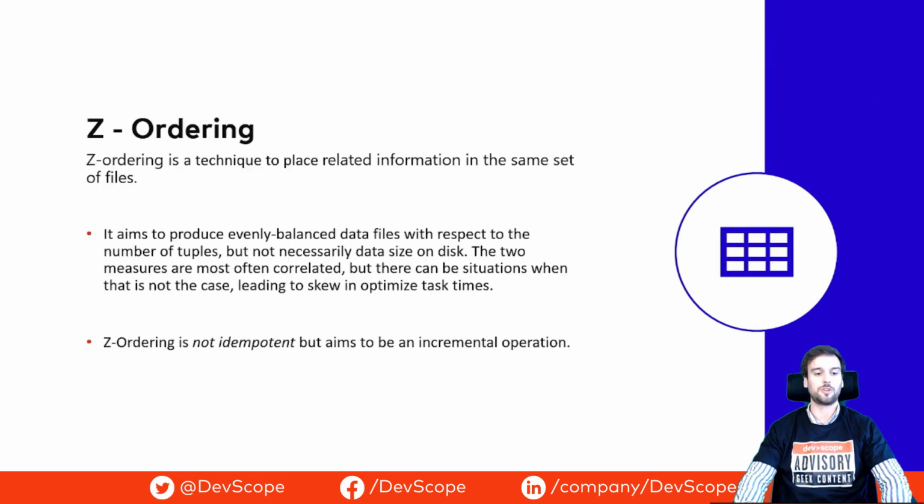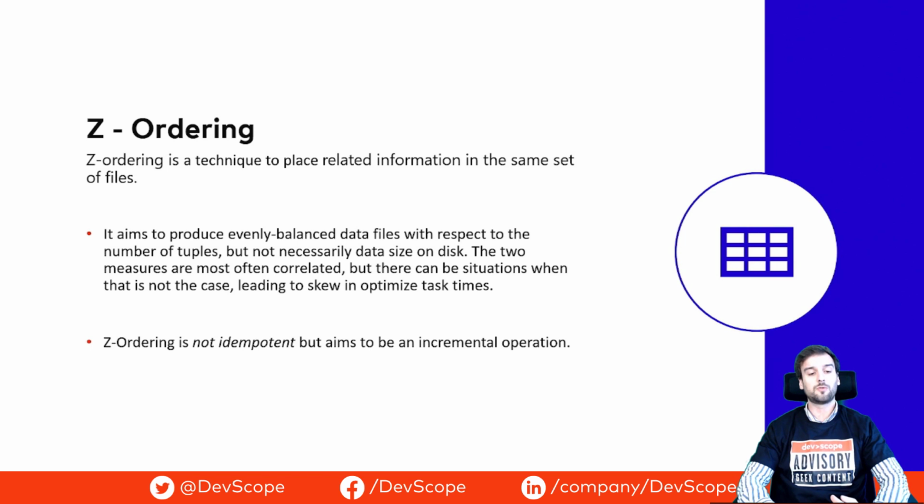And now, Z-ordering. Z-ordering is a technique to place related information in the same dataset of files. It aims to produce evenly balanced data files with respect to the number of tuples, but not necessarily to the data size on disk. The two measures are most often correlated, but there can be situations where that is not the case. So Z-ordering is not idempotent, meaning that you can run it twice on the same dataset. The second run is not going to be affected, but that doesn't mean that it's going to be faster.